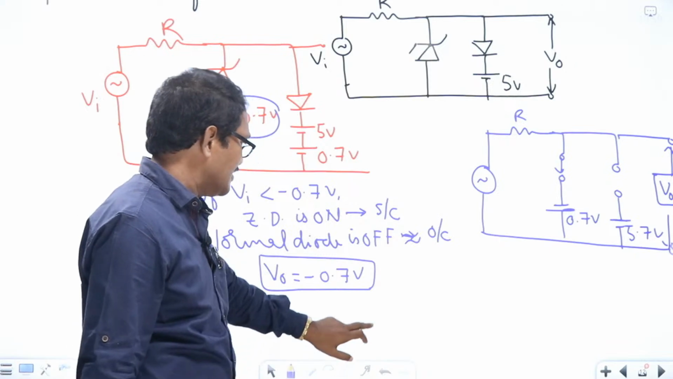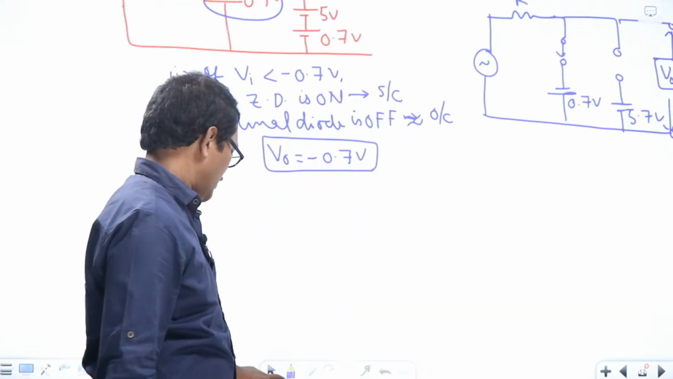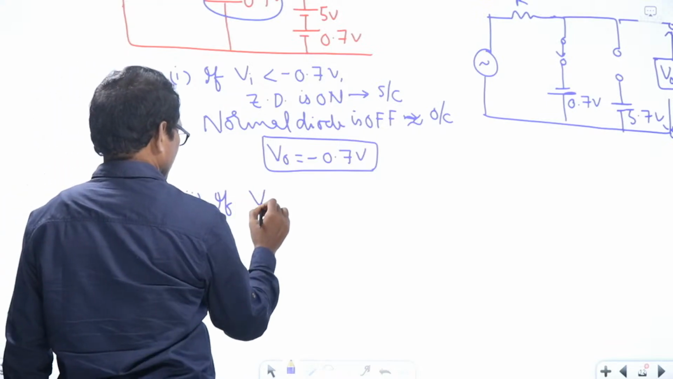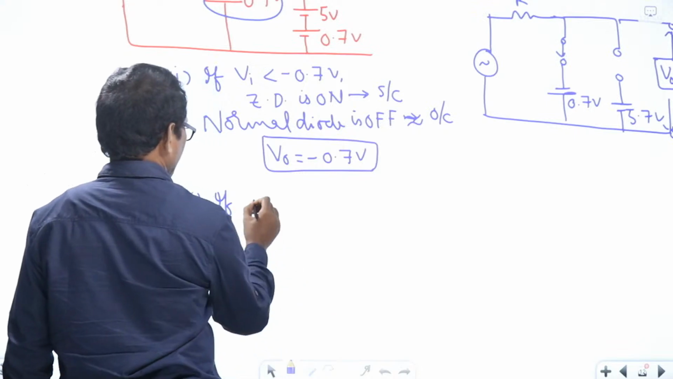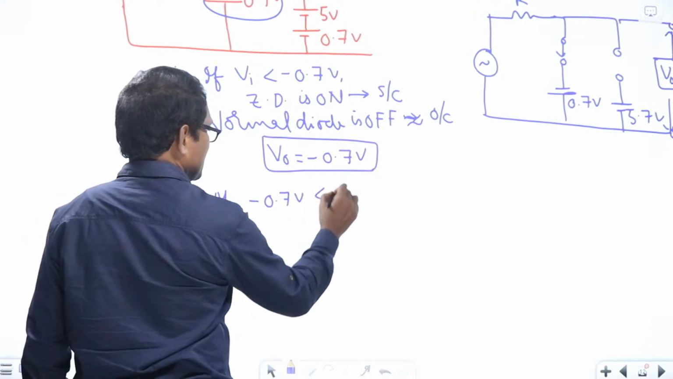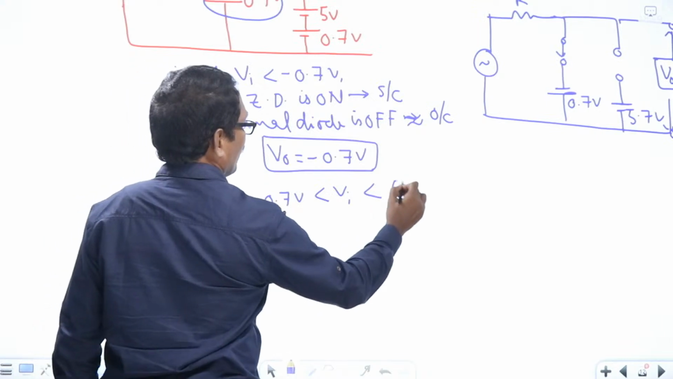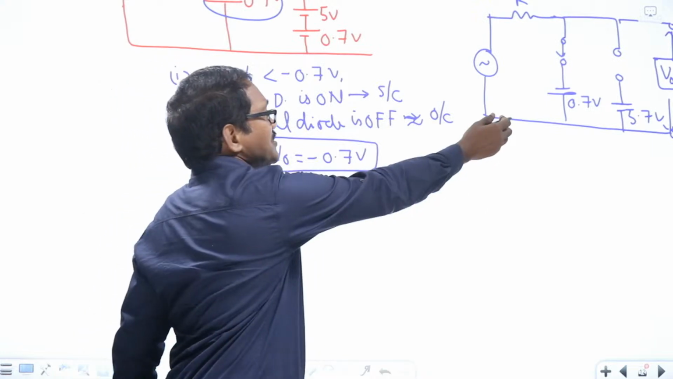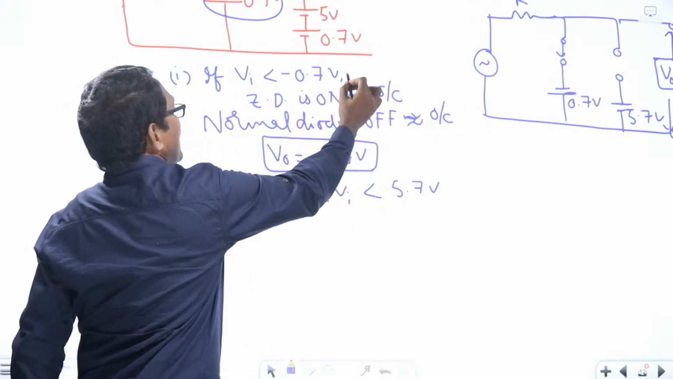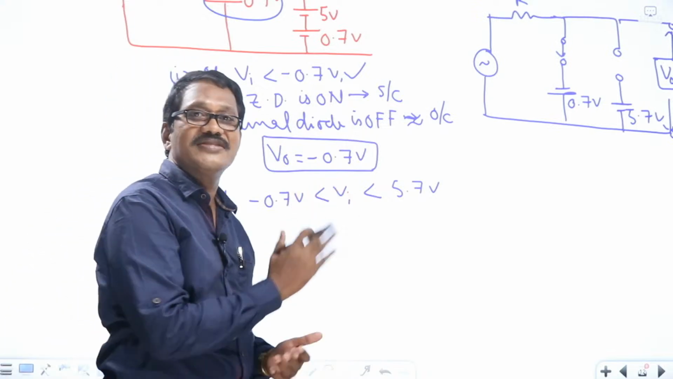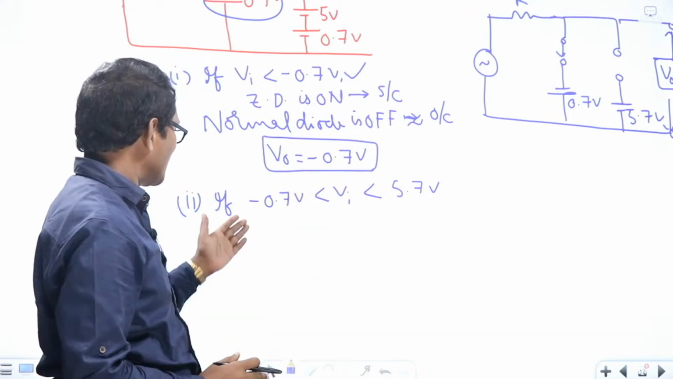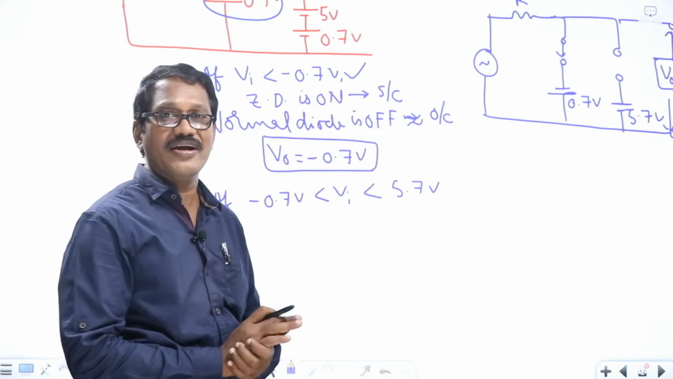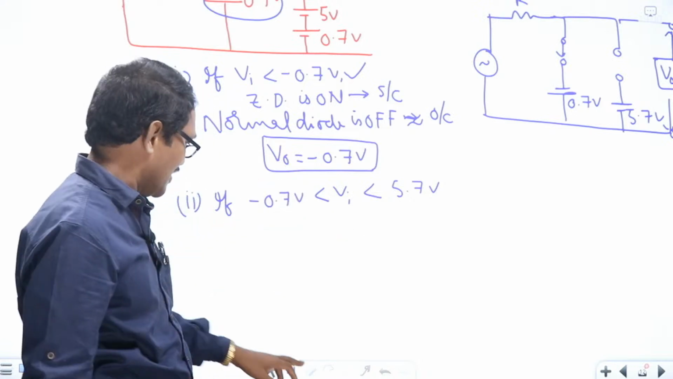And the second case is if minus 0.7 volts is less than Vi is less than 5.7 volts. The first case we have taken is Vi less than minus 0.7 volts. The next case is if minus 0.7 volts is less than Vi is less than 5.7 volts. In this case, what happens? Can you guess?